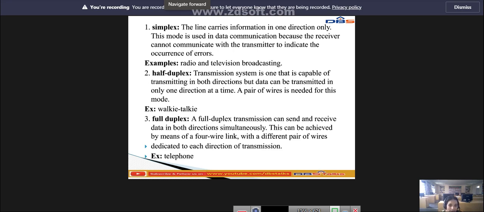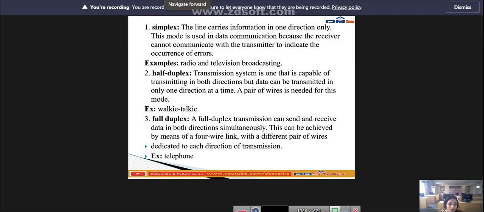So radio and television broadcasting is nothing but a transmitter, and those who are listening are receivers. The receiver doesn't communicate with the transmitter, and the transmitter gives the information or message to the receiver. So that is the main use of simplex. Next, coming to the second one, the half duplex.